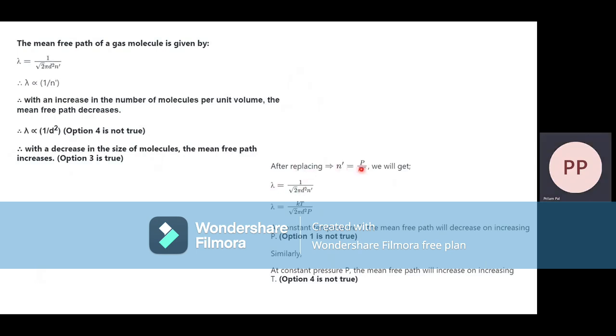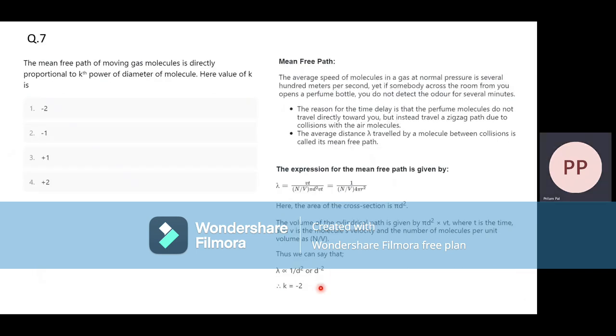Now after replacing n prime by P by kT, we get lambda equals kT divided by root 2 pi d square times P. So at constant temperature T, the mean free path will decrease on increasing P. So option 1 is not true. Similarly, at constant pressure, the mean free path will increase on increasing T. So option 2 is also not true. Okay, now let's move to the next question.